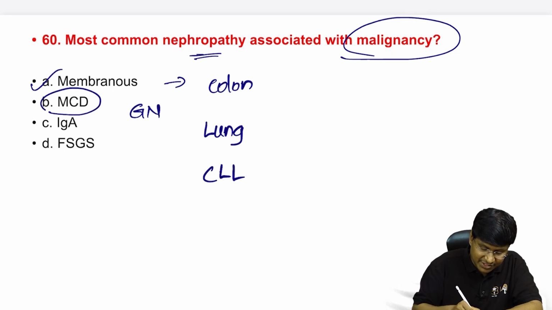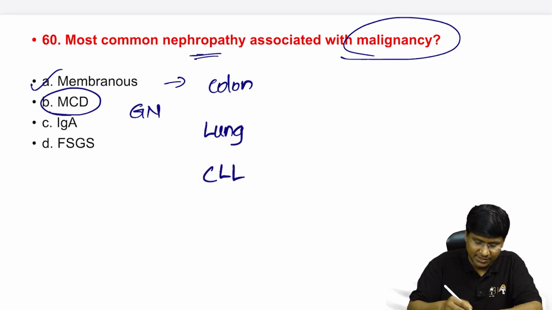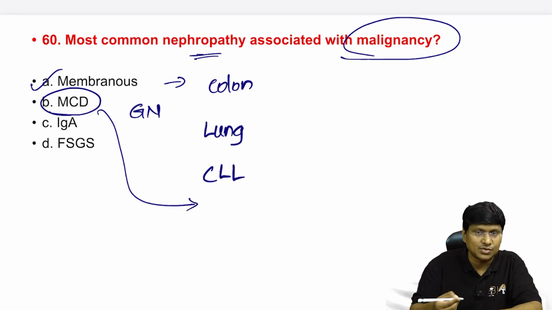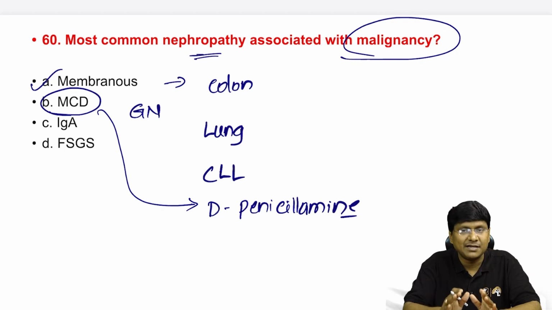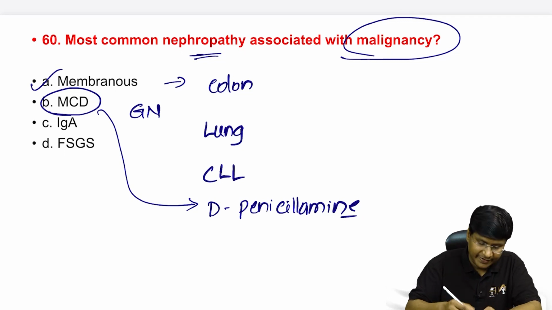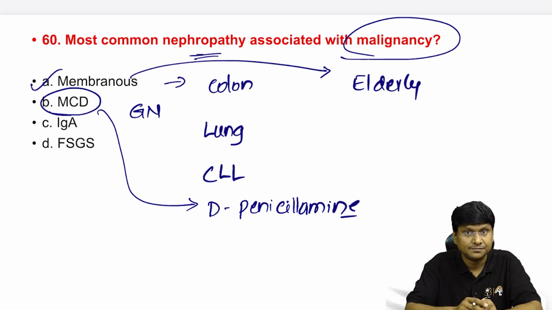Whereas minimal change disease is not associated with malignancy. Minimal change disease is associated with certain drugs, that is D-penicillamine, and as I already said, it is commonly seen in children. Whereas membranous glomerulonephritis is very commonly observed in elderly individuals.